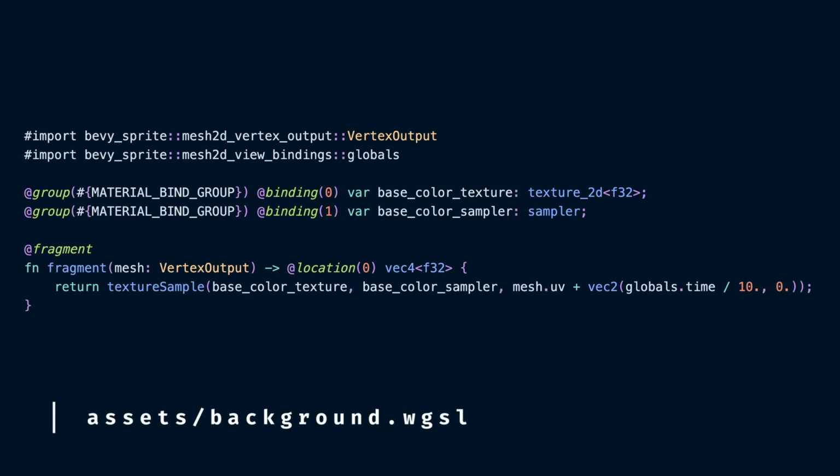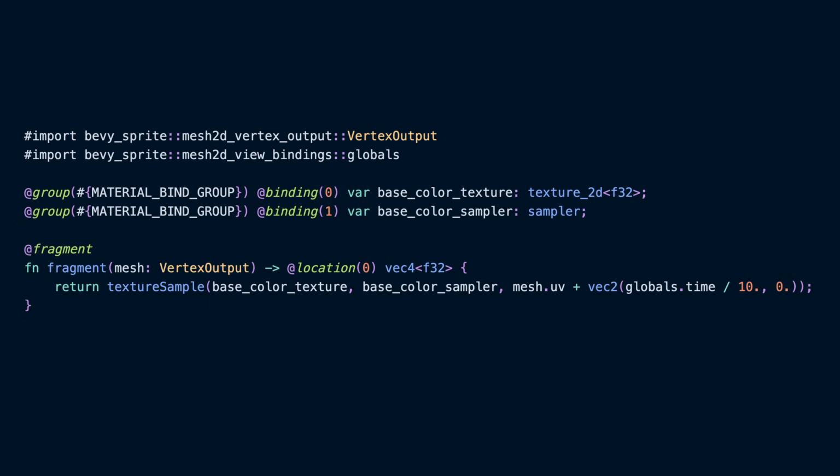The background.wgsl file gets created in our assets directory. We define a couple of imports which notably bring in the vertex output and globals, and we are writing a fragment shader, so we receive the data from the vertex shader that ran before us, as well as the data we defined in our struct.